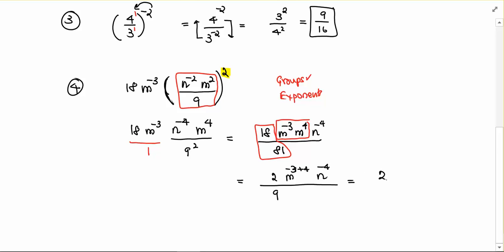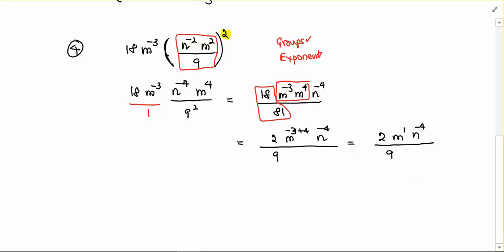So that's 2 m to the 1 n to the negative 4 over 9. Can't leave the negative 4 in the final exponent answer right here. So that has to move into the denominator, as 2m over 9 n to the 4th.